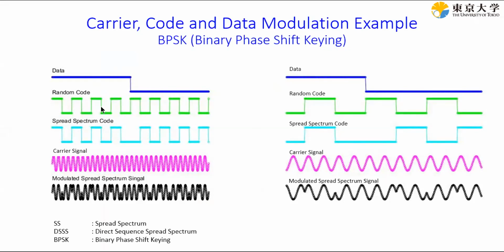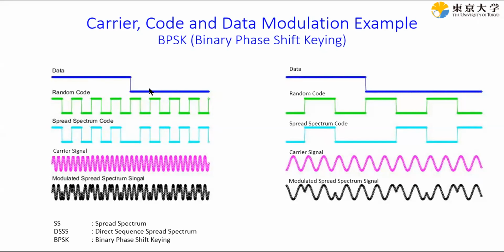But this one is changing the phase much faster because this is 1 megahertz. But this is just to show you the detail, so it doesn't exactly follow the same rate, 50 or 1 megahertz, just to show you how this is done. Now, the first case is to combine data and a random code, PN code, and you combine these two.